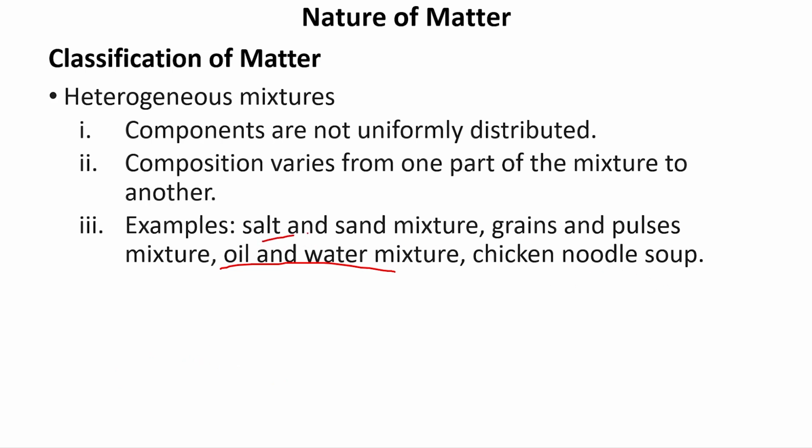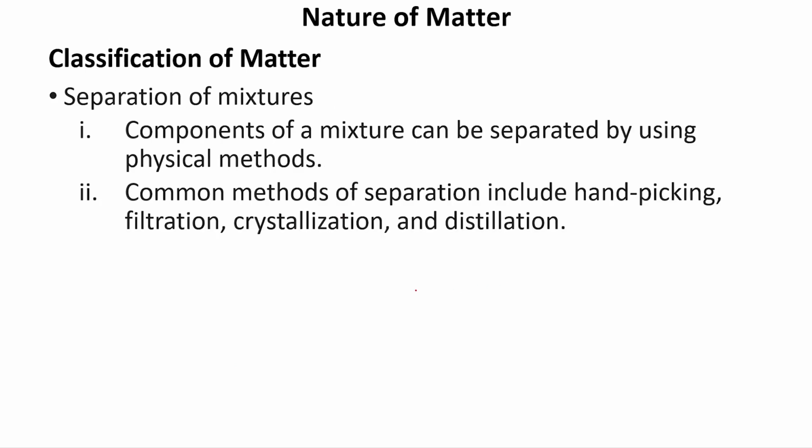And many more examples, like salt and sand mixture, grains and pulses mixture, are examples of heterogeneous mixture. So how can we separate these mixtures? They can be separated simply by physical methods like filtration. You must have installed a filter in your house also for pure water. Through filtration, the clay particles or the dust particles which are harmful for you are taken out from the water.